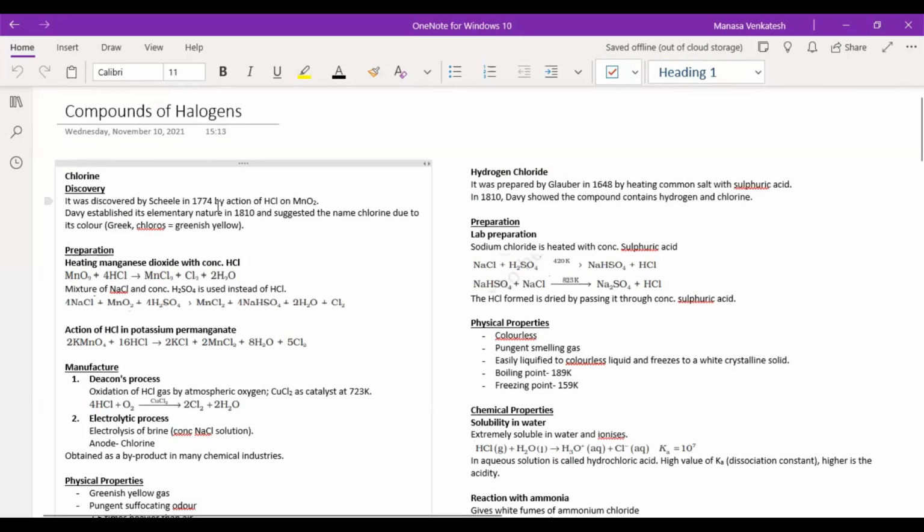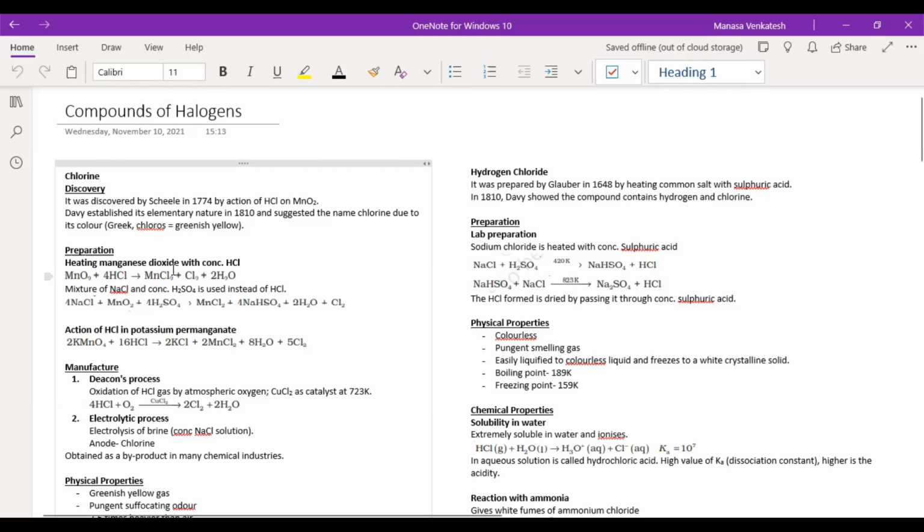Chlorine was actually discovered in the year 1774 by the action of HCl on MnO2 by Scheele. It was Davy who studied its nature and gave the name chlorine, because chloros meant greenish yellow. So the first preparation is by heating manganese dioxide with concentrated hydrochloric acid. When this happens, you have manganese chloride with chlorine and water.